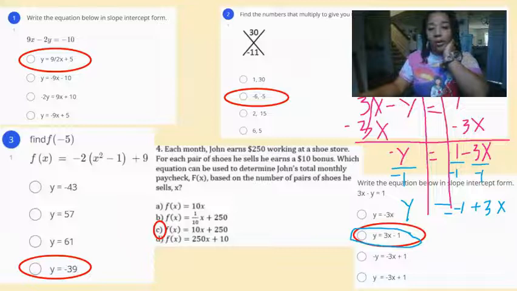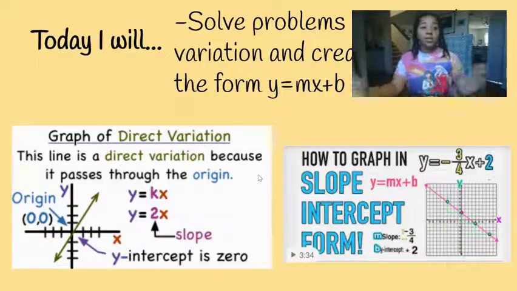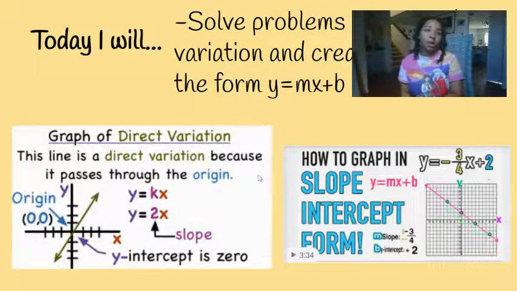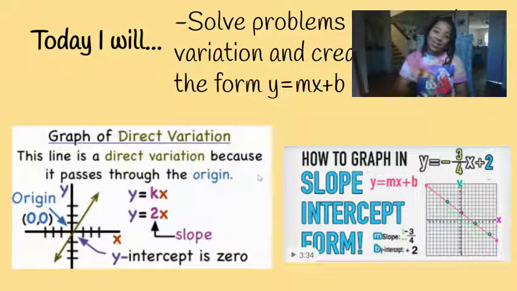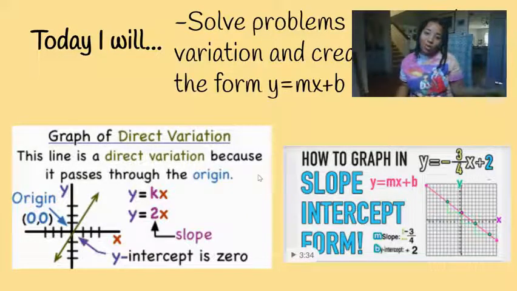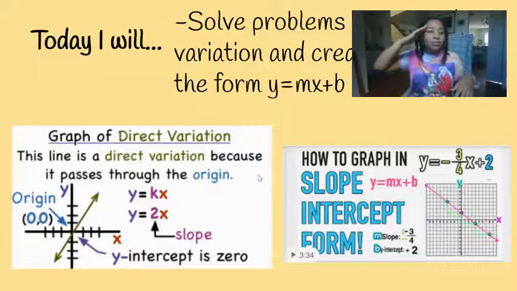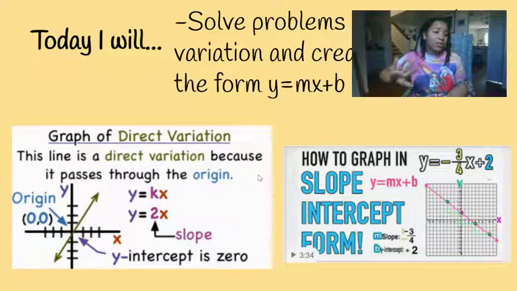Whew. All right, so I'm going to trash all this, and then we're going to move on to the next thing. Okay, today I will solve problems involving direct variation and create equations in the form y equals mx plus b. Direct variation is proportional relationships. You learned about that last year. That's when the line goes directly through the origin. There's no y-intercept. There's no starting point. It just starts at 0. Okay? So that's direct variation.